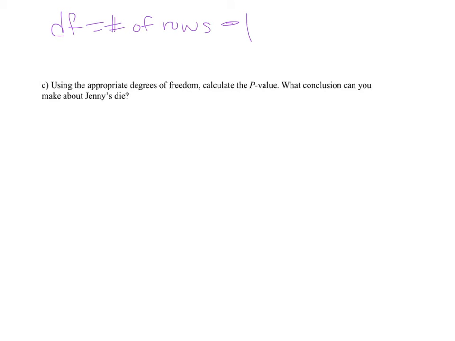That does not include the row that says total. So in this case, I have a total of 6 rows, or 6 outcomes. So my degrees of freedom here is going to be 6 minus 1, which is 5. That's important to know, so be careful about that. Please make sure that you mention what your degrees of freedom is when you do one of these tests. Okay, so we're now going to use the appropriate degrees of freedom, which we know is 5, and calculate the p-value. So let's go ahead and do that.